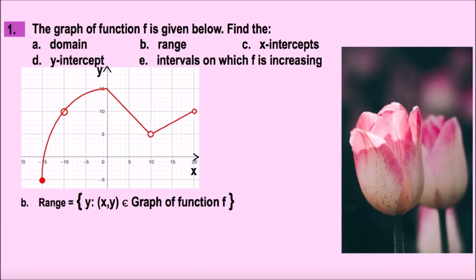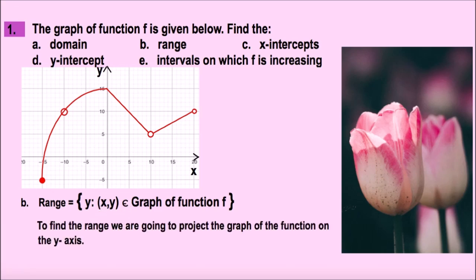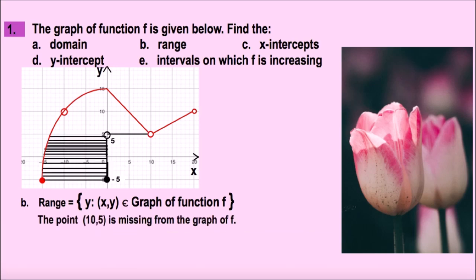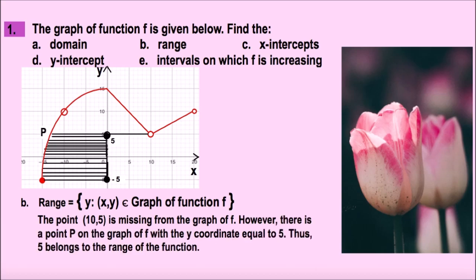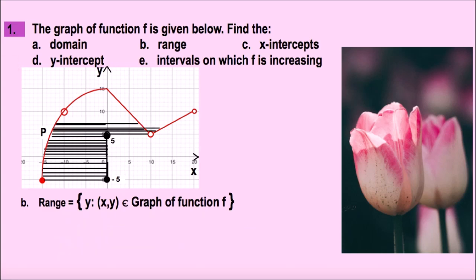B. The range. The range is equal to the set made of y's such that the point of coordinates (x, y) belongs to the graph of function f. To find the range, we are going to project the graph of the function on the y-axis, similar to what we did when we found the domain. So we begin projecting until we encounter our first hole. The point of coordinates (10, 5) is missing from the graph of f. However, there is a point P on the graph of f with the y-coordinate equal to 5. Thus, 5 belongs to the range of the function.